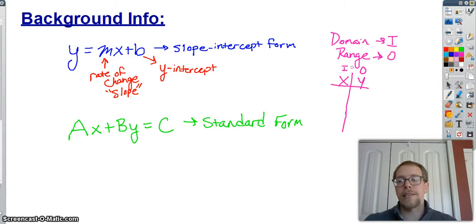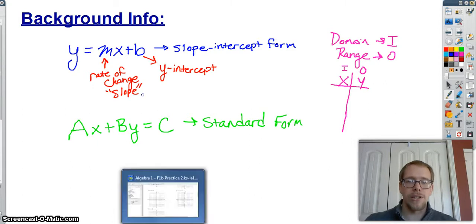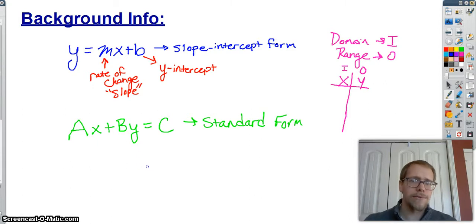We also looked at setting up an input-output table, where our inputs are represented here on the left-hand side, often represented by the variable x, and our outputs on the right-hand side, represented often by the variable y. And we talked about the domain x being our inputs, range y being our outputs. One thing I didn't mention earlier was rate of change being the slope.